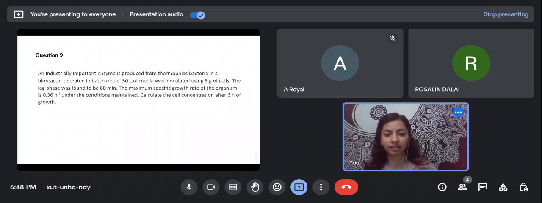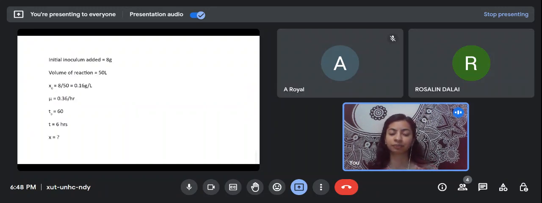So you know that there is a lag phase of 60 minutes. You know that the specific growth rate is 0.36 per hour. You know that in 50 liters of media there is 8 grams of cell in total. So you have to calculate the concentration of cells in this 50 liters after 6 hours of growth. So this is the data that has been given to you.